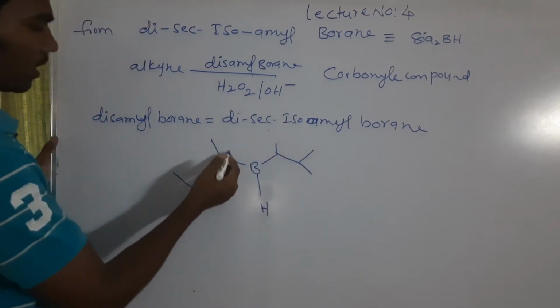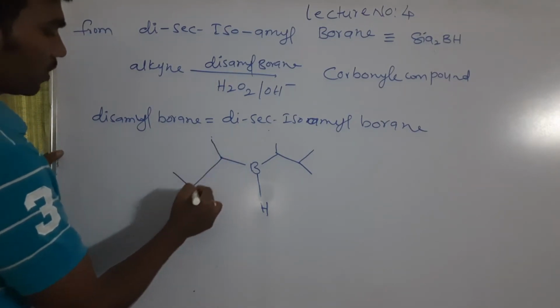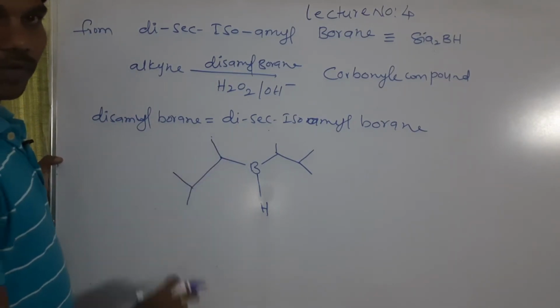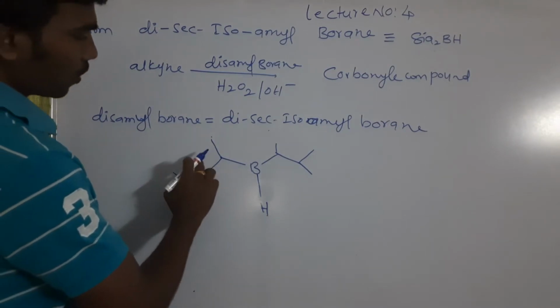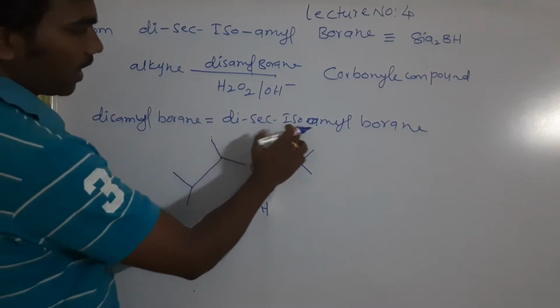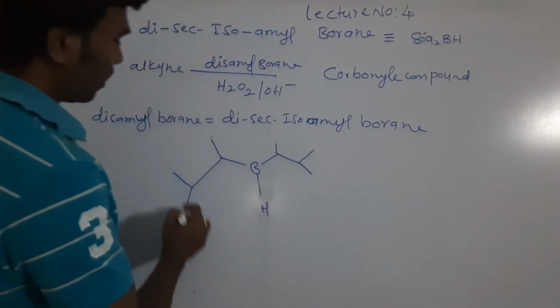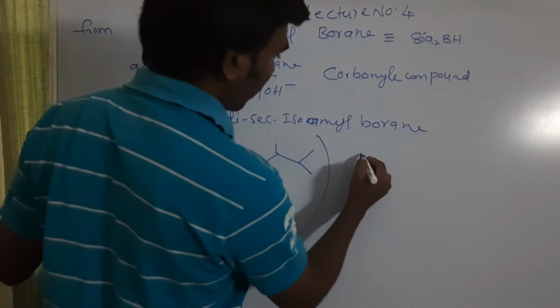So this is isoamyl. Isoamyl means 5 carbons will be there: 1, 2, 3, 4, 5. Amyl means 5 carbons should be present. So these two branches are there. That's why we call it disecondary isoamyl borane, this one. So this compound will react like this.